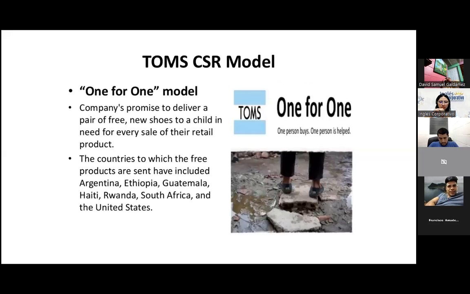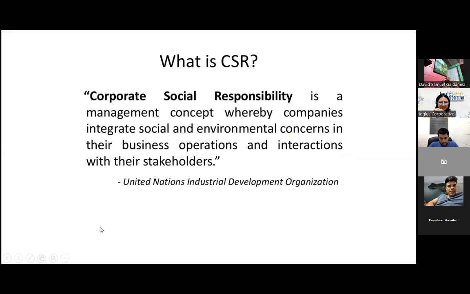Okay, and what is CSR? Corporate Social Responsibility is a management concept whereby companies integrate social and environmental concerns in their business operations and interactions with their stakeholders.